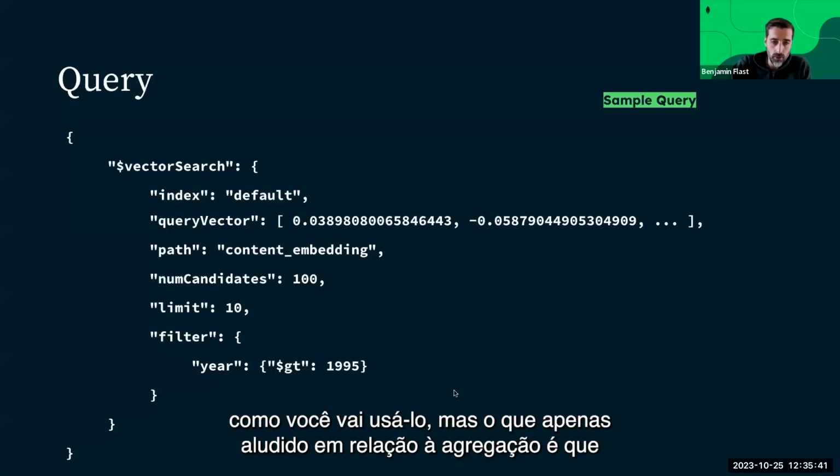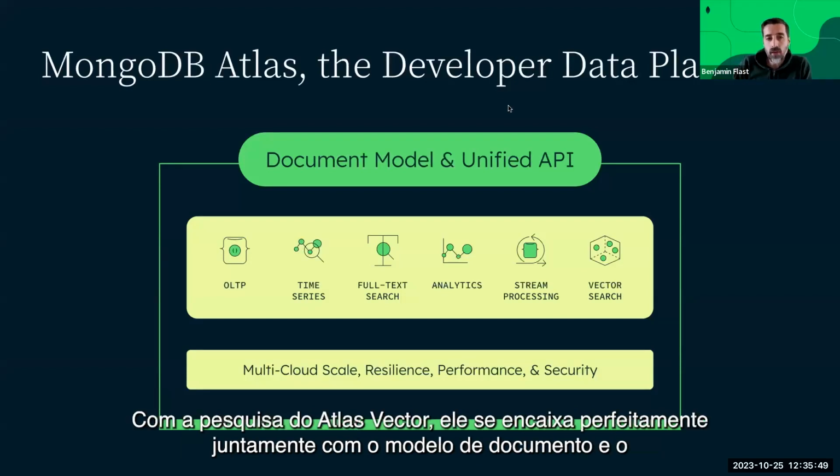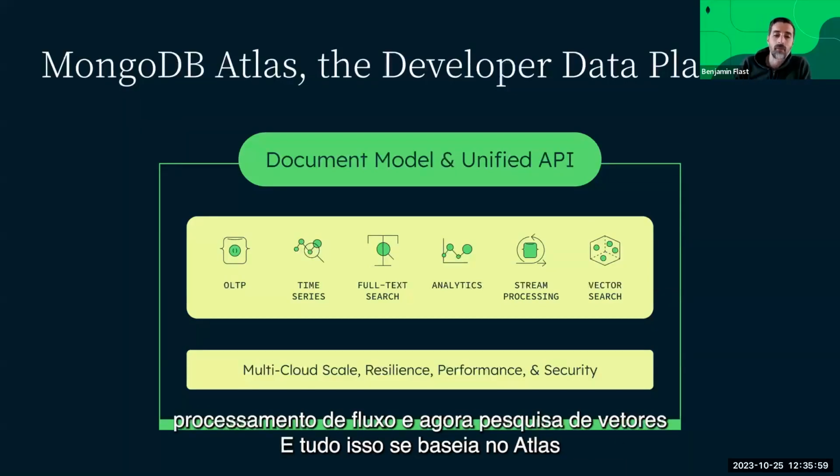But what I just alluded to around aggregation is that this is also built directly into MongoDB Atlas, the developer data platform. So with Atlas Vector Search, it sits right alongside the document model and the unified API, where we have OLTP workloads, time series, full text search, analytics, stream processing, and now vector search.